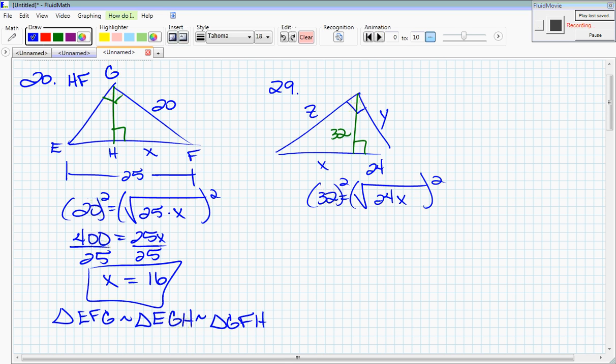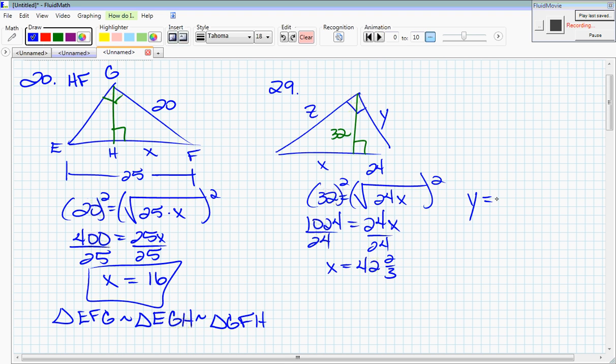So we have 32 squared equals 24x. 32 squared is equal to 1024 equals 24x. We divide both sides by 24. We get x is equal to 42 2/3. Okay, so that's x. Now we need to find y and z. Y and z are both legs.